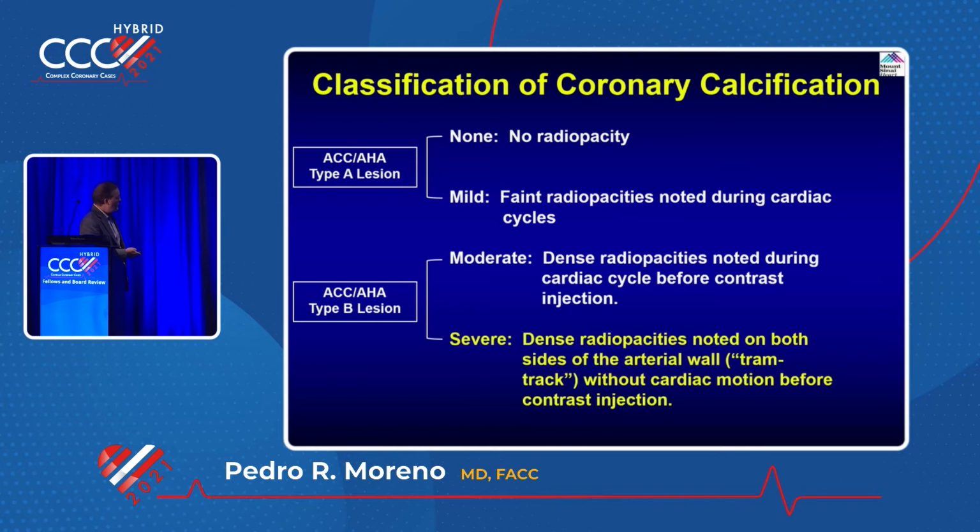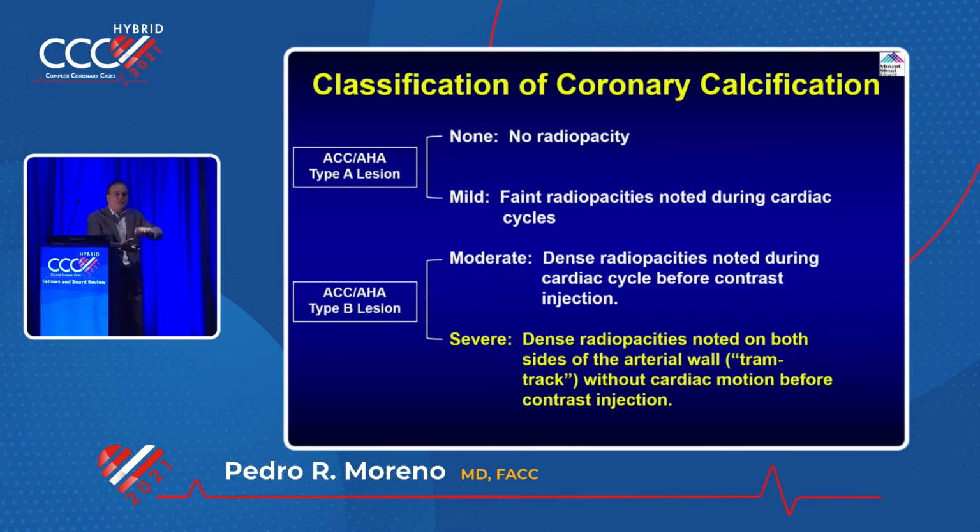But severe is if you have this tram track. You know, the tram track, you see both ends of the vessel with just fluoroscopy. That means 360. You don't need OCT. You don't need IVUS. You have to rota. I mean, unless it's very, very focal. But be careful with the mid and distal LAD lesions like that.